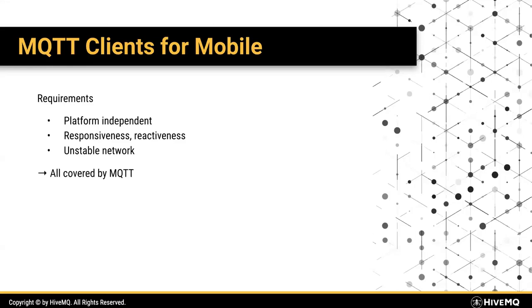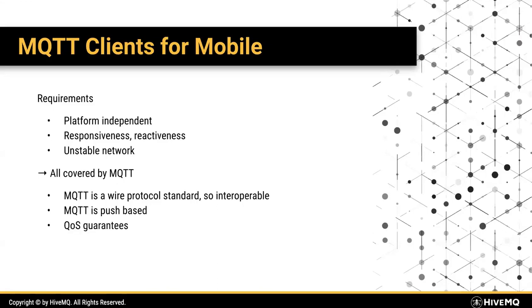And here MQTT also has these requirements covered. It's really a standard. It is interoperable, so no platform dependency. It is responsive because it is a push-based system. So if you deliver messages to the clients, they get them immediately, so to say. And the quality of service guarantees ensure that if the network is unstable, the messages get delivered.